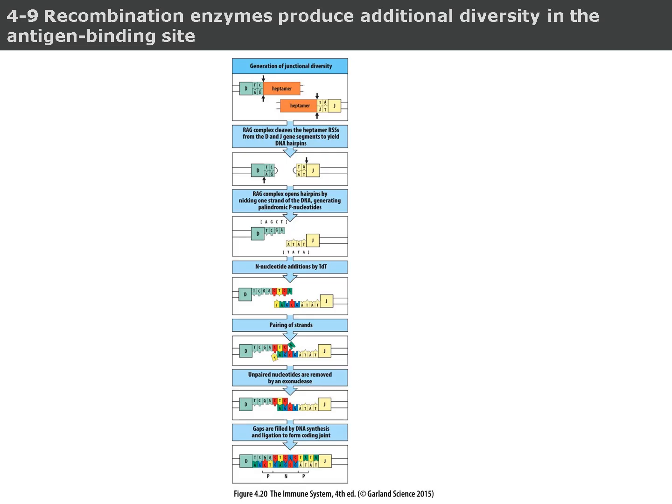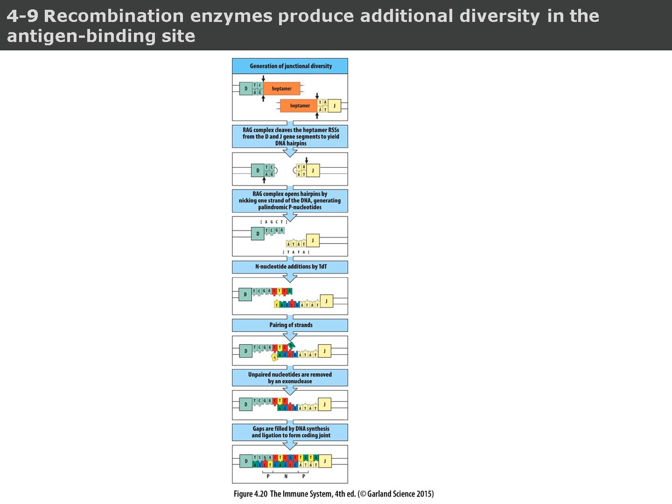This figure illustrates how recombination enzymes generate junctional diversity, a key source of variation in the antigen-binding region of antibodies. The process begins when recombination signal sequences flank joining segments. A protein complex called recombination activating genes cleaves these sequences, creating blunt DNA ends. Next, the DNA hairpins are opened asymmetrically, forming short single-stranded overhangs. These overhangs result in sequences called palindromic nucleotides.